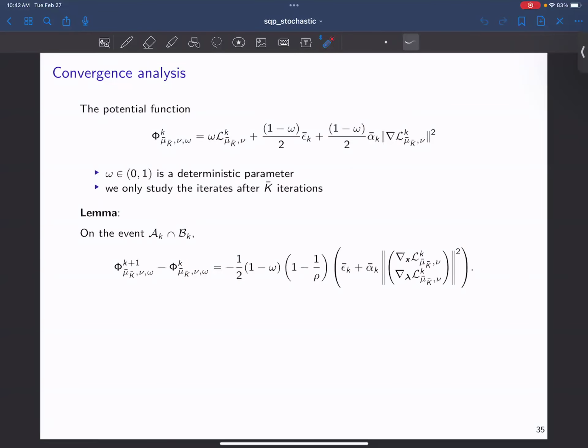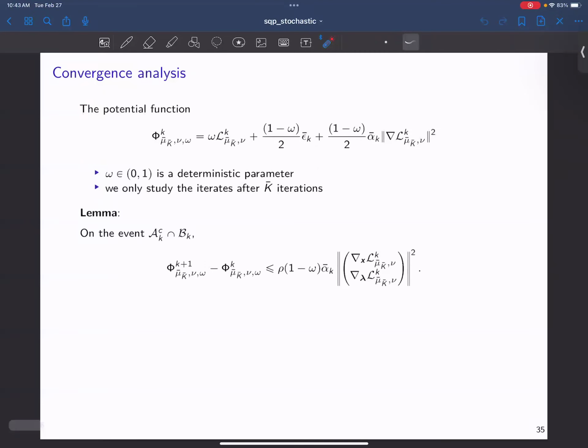And so the way the analysis proceeds is that when we estimate the gradient of the function well, and when we estimate the Lagrangian function well, in that case, the potential function decreases. Okay, so on a good event, we have a sufficient decrease in this potential function. Now, on a bad event, for example, when we do not estimate the gradient of the function correctly, then the potential may increase, but the increase in the potential is not large.